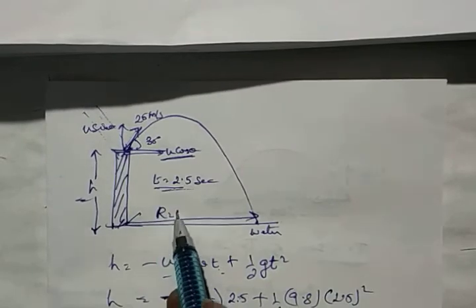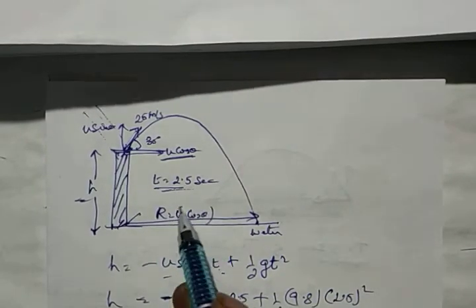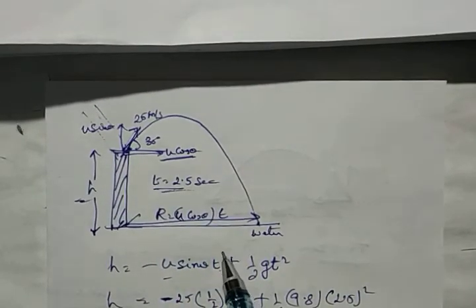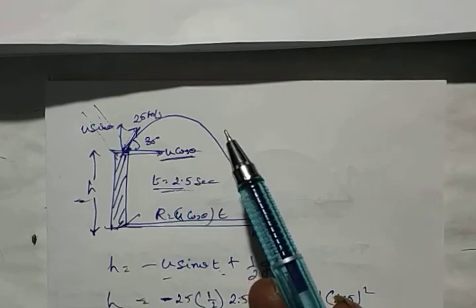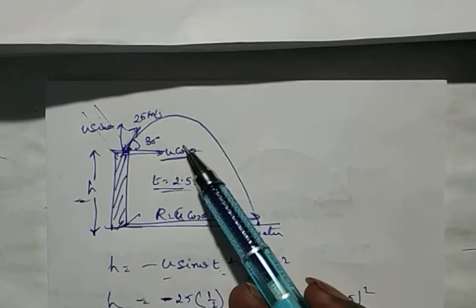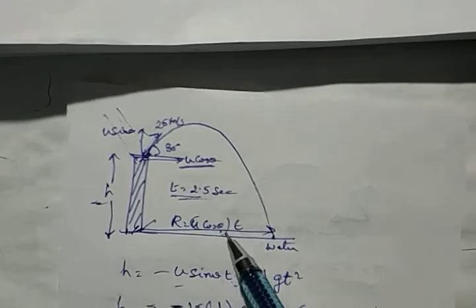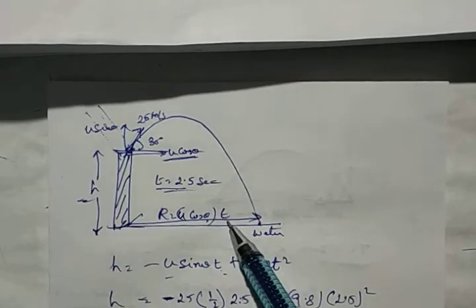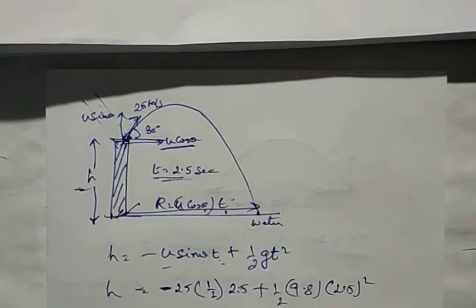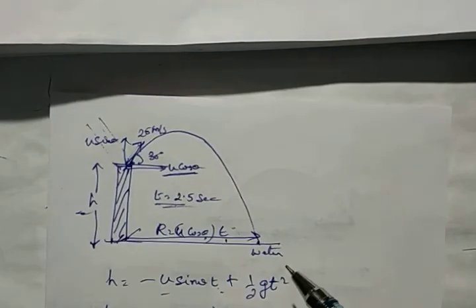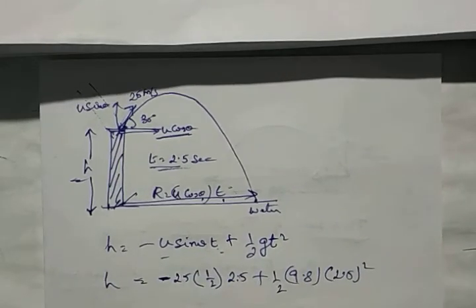Range is going to be equal to u cos theta into time. So u is already given there, u is 16. Theta is given here, 30 degrees. And time is already given here as 4 seconds. So you can easily find the range also. Right? So please do this question. Question number 29 is also homework for you. Next question, question number 30.